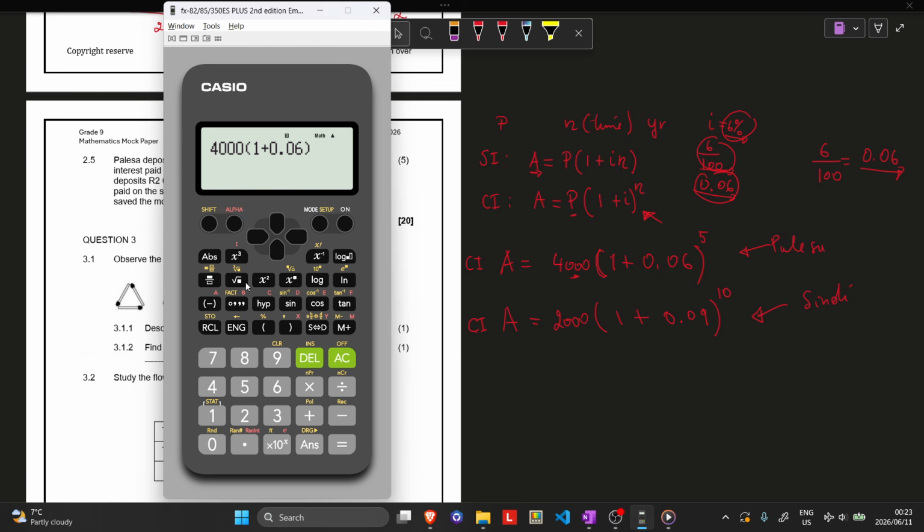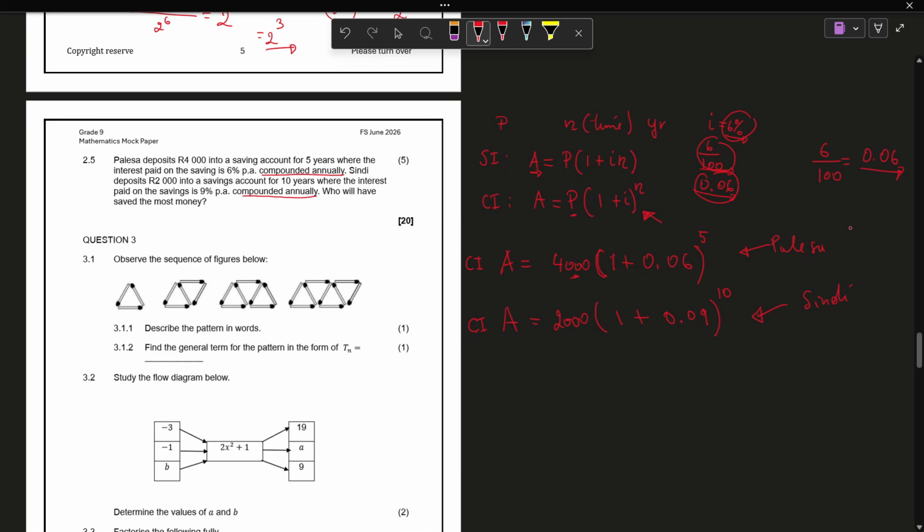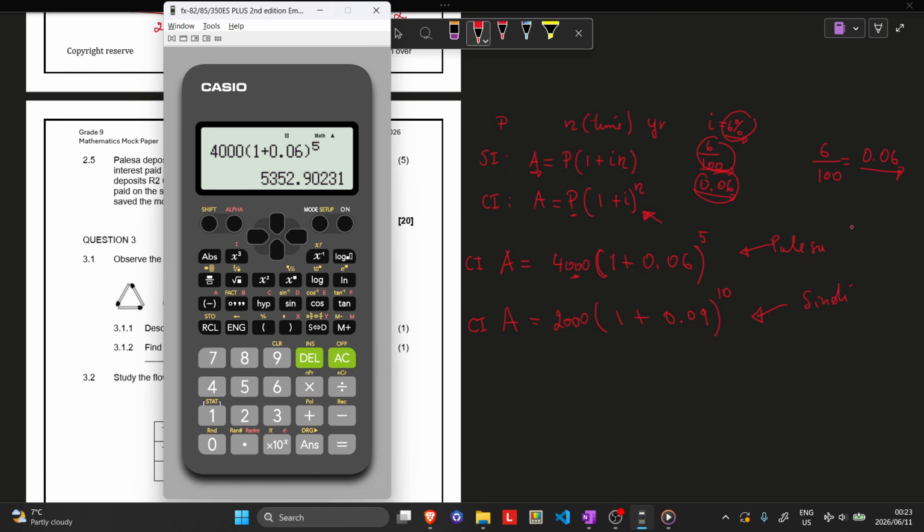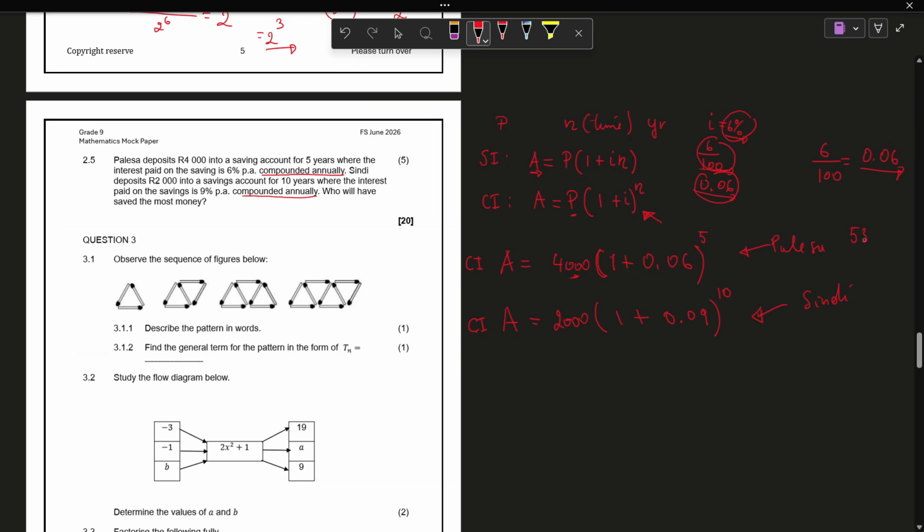So we're going to use this button here for exponents. We have this one, exponent 5. So equal. This is the answer we find in the first case. So the accumulated amount here will be 5,352.9. So we can put it in rand.